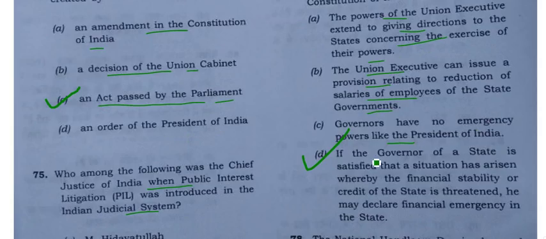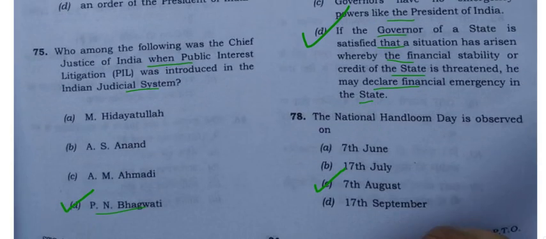Yeah, that's true. If the governor of a state is satisfied that a situation has arisen whereby the financial stability or credit of the state is threatened, he may declare financial emergency in the state. No, the governor doesn't have such kind of power. So okay, he cannot do that. So D option is wrong. So it's the right option.